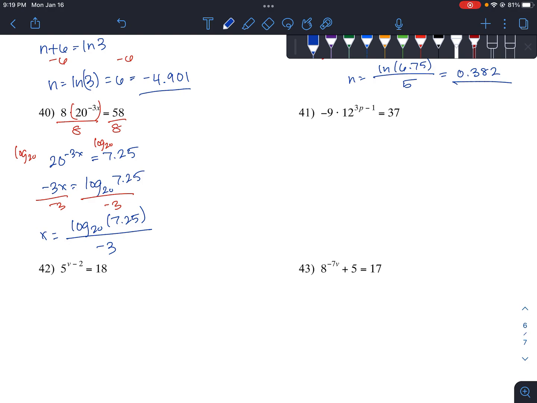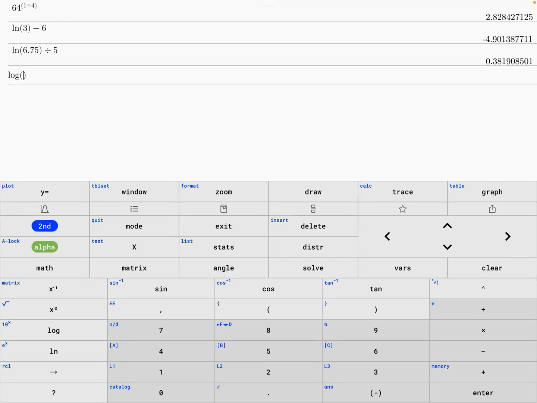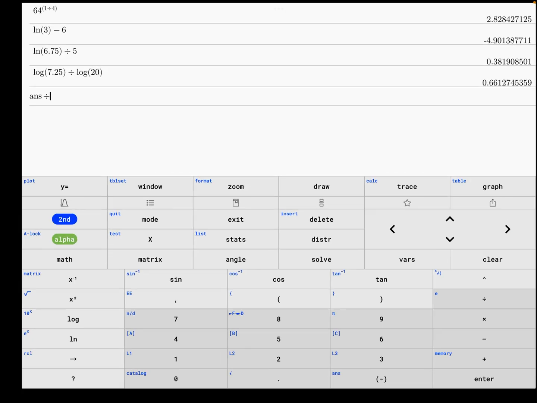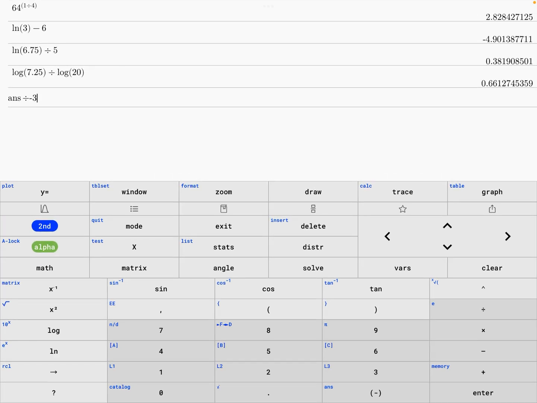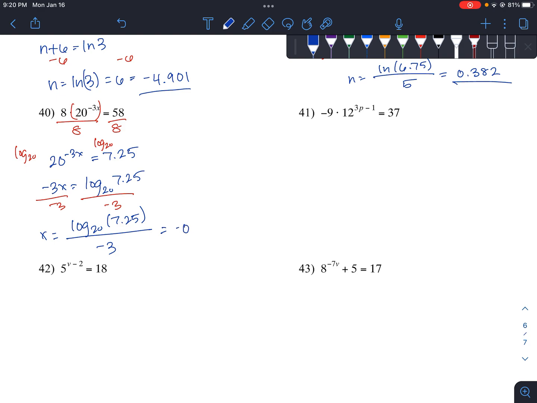Now, in order to use your calculator for this, you'll have to use the change of base formula. So log of 7.25 divided by log of 20, and then I'll divide that by negative 3. I get negative 0.220. There you go.